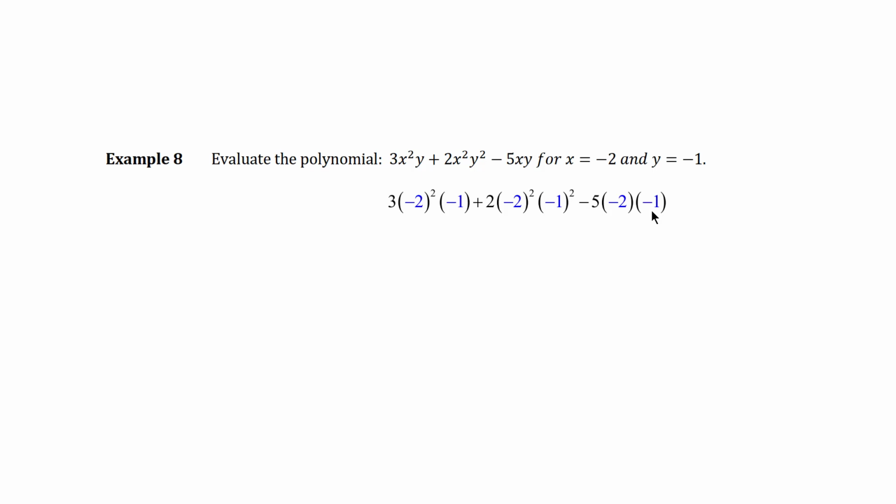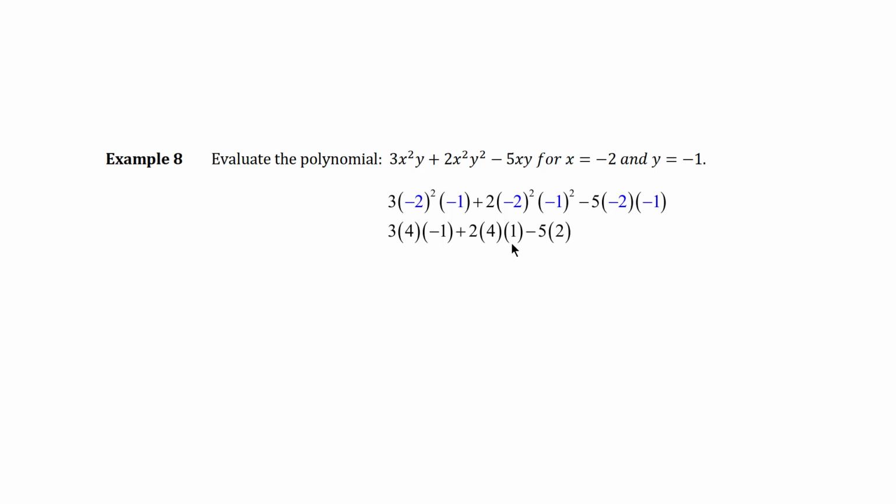To simplify the expression, I'm going to first square the -2 in the first term, square the -2 and the -1 in the middle term, and then multiply the -2 and the -1 in the last term, and then bring down everything else. We get 3 times 4 times -1 plus 2 times 4 times 1 minus 5 times 2.